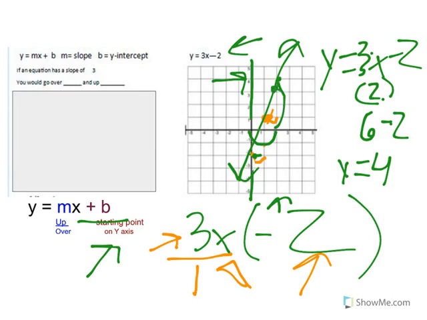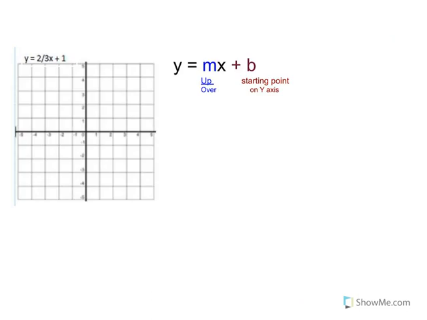There it is up there, so that means it's correct. And that's how I graph the equation. All right, take a look at the next one. What do I have? All right, so y equals 2/3 x plus 1.